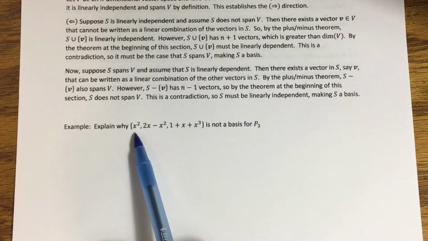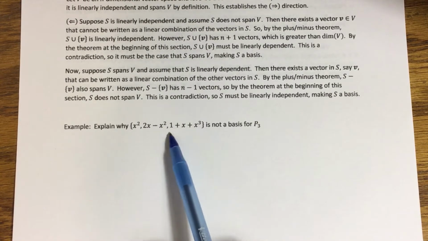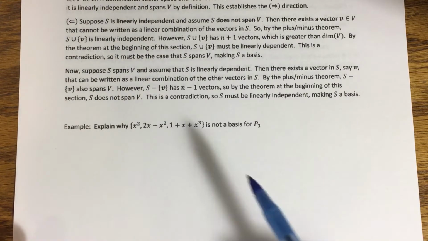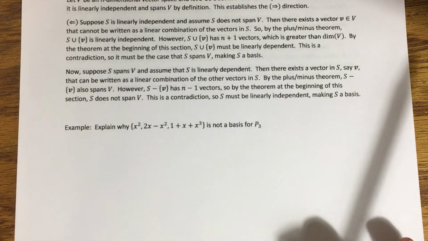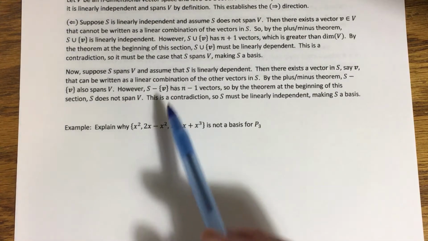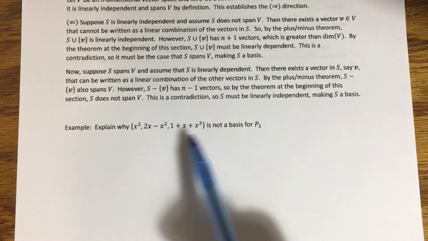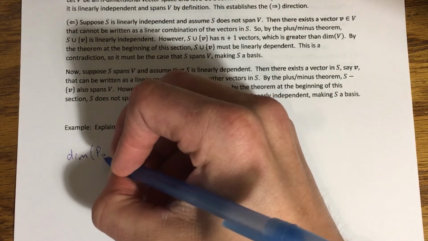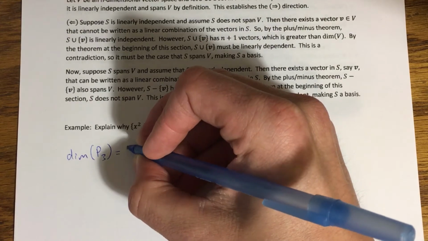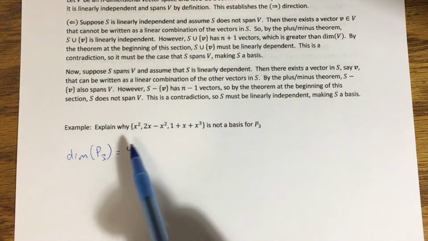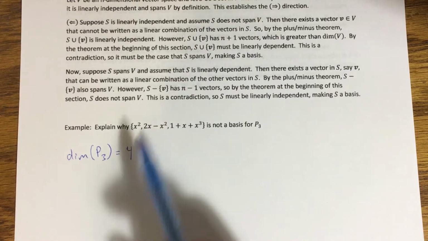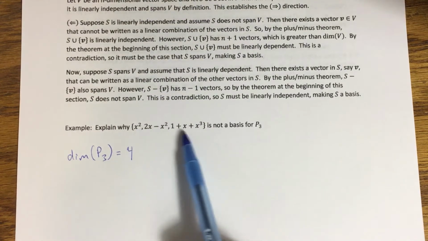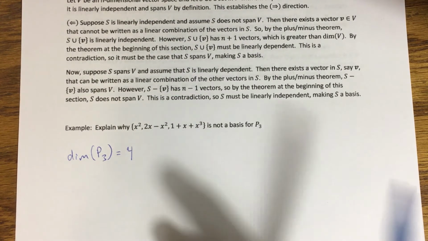So here, explain why x squared, 2x minus x squared, 1 plus x cubed is not a basis for P3. There's a couple of ways we could approach this. In this case, actually, we don't really need this theorem directly, because what is the dimension of P3? Well, it's n plus 1, in this case 3 plus 1, which is 4. If this were to be a basis for P3, I would need exactly 4 vectors for it to even be a candidate. We only have 3 here, so there's no way that this could be a basis for P3. Okay?